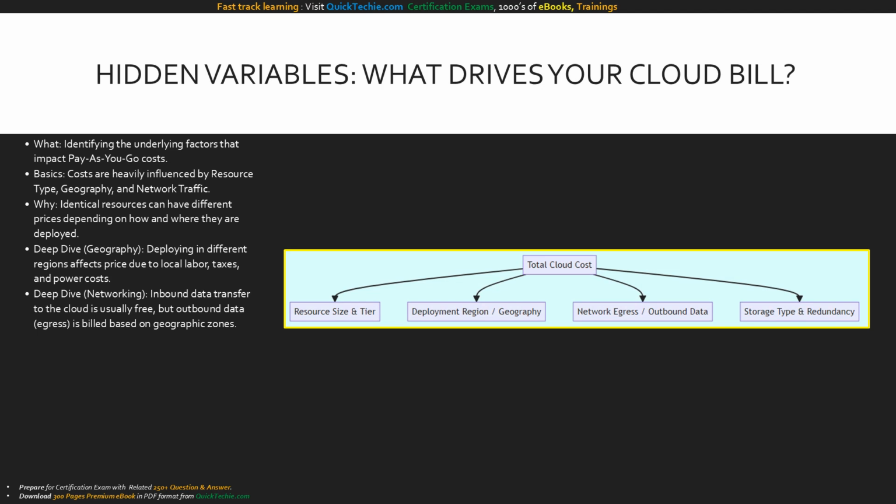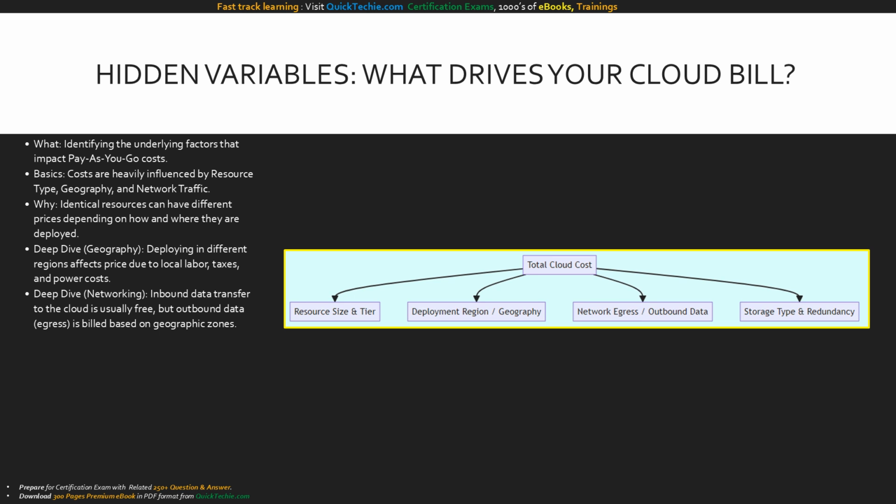To master cloud pricing, you must understand the hidden variables that drive your bill. It's not just about the size of the server. For example, geography plays a massive role. Provisioning the exact same virtual machine in Europe versus Asia will yield different costs due to local power rates, taxes, and labor.